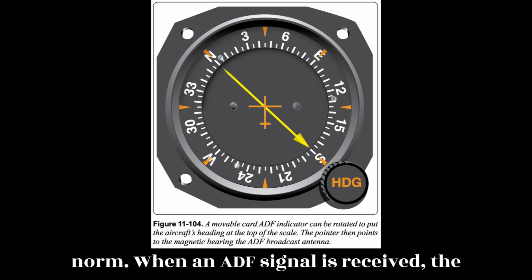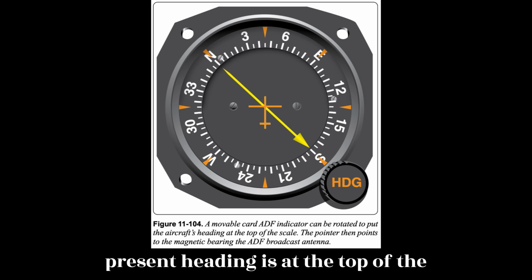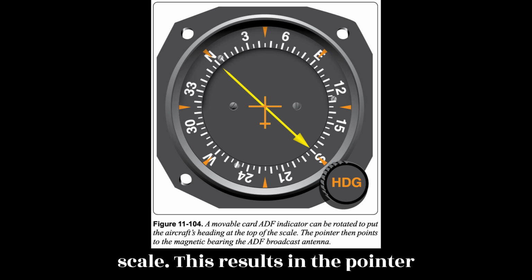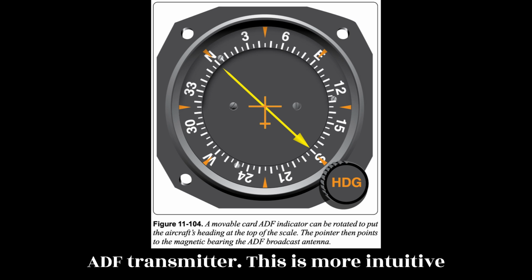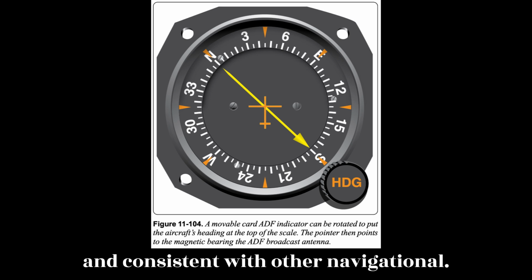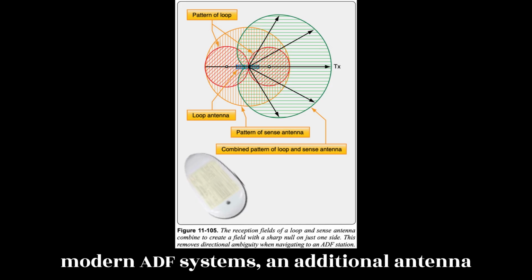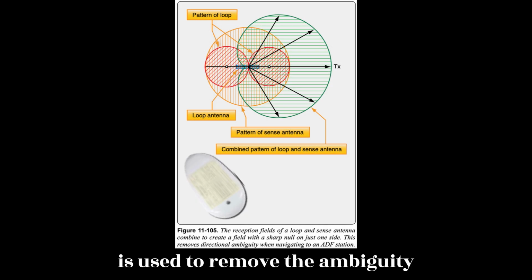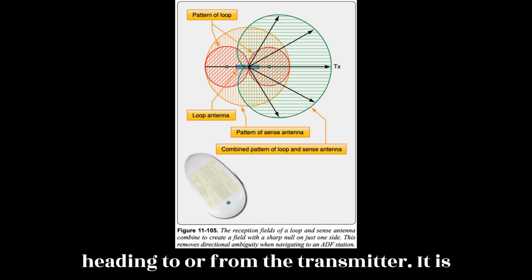When an ADF signal is received, the pilot rotates the card so that the present heading is at the top of the scale. This results in the pointer indicating the magnetic bearing to the ADF transmitter. This is more intuitive and consistent with other navigational practices. Figure 11.104. In modern ADF systems, an additional antenna is used to remove the ambiguity concerning whether the aircraft is heading to or from the transmitter.